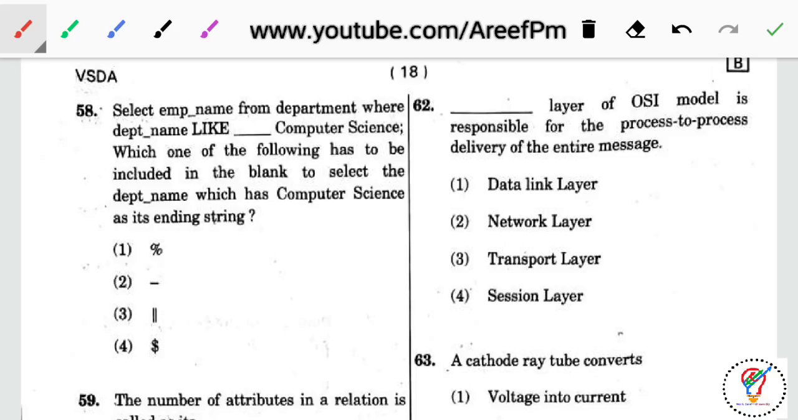The 58th question is: select employee_name from the department where department_name like '_ computer science'. Which of the following has to be included in the blank to select the department_name which has computer science as its ending string? It is nothing but the percent sign.